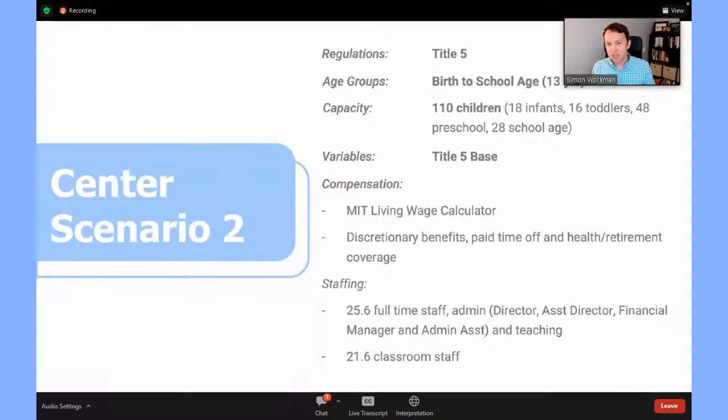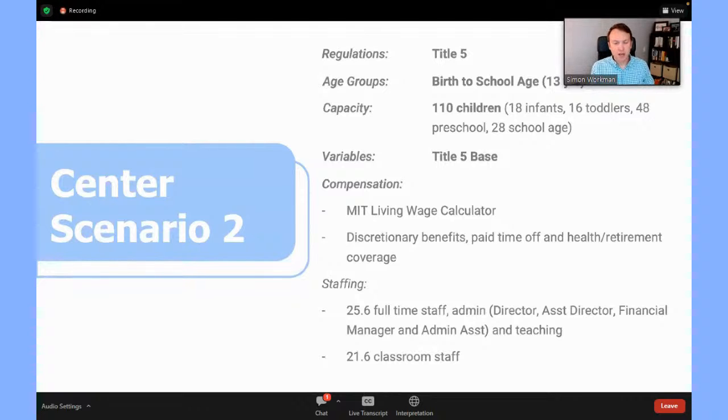Otherwise, same compensation, the MIT living wage calculator, but recall those salaries were about 23% higher than they were in the Title 22 based on our data collection. We made that adjustment. And the staffing in this is obviously a little higher. They have 25.6 full-time staff, of which 21.6 are classroom staff, and that's accounting for different ratios, and also obviously this is a larger program.